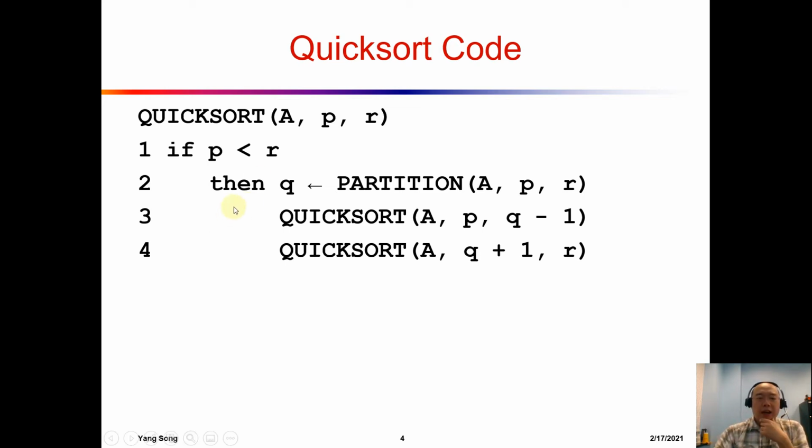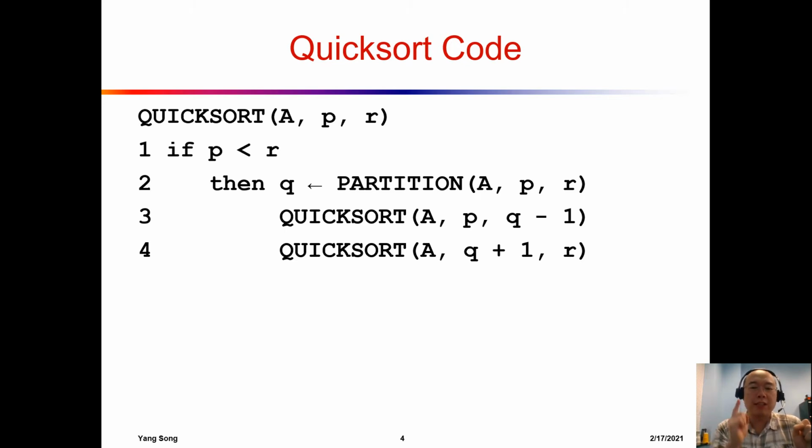Okay, if this condition is true, we want to do a partition. After the partition, it will return us the index of the pivot. And after we have the pivot, we want to do two recursive calls: in one recursion we do the quicksort on the left half, and in the other we do it on the right half.